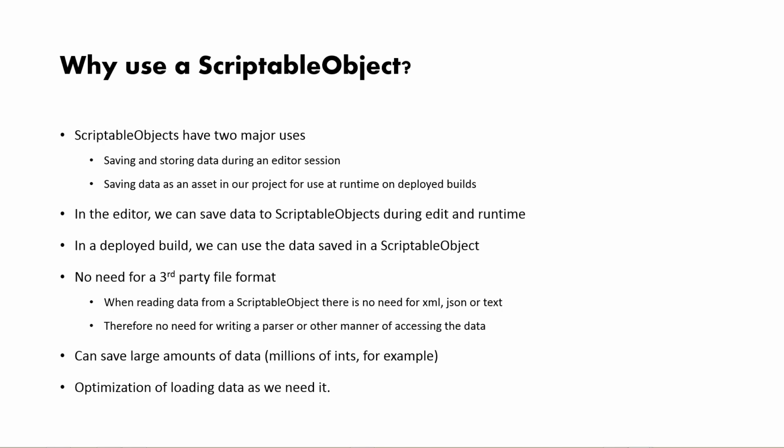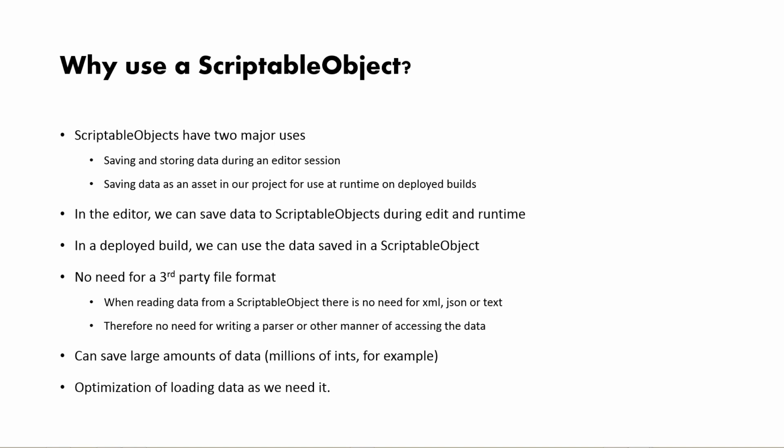Cool. Why use scriptable objects? Scriptable objects have two major uses: saving and storing data during an editor session, and saving data as an asset in our project for use at runtime on deployed builds.